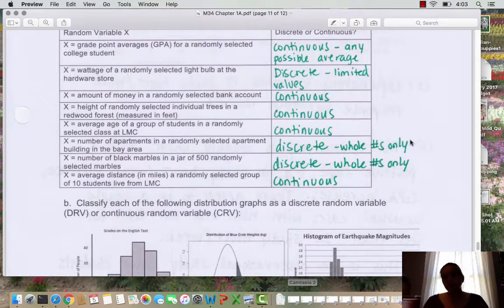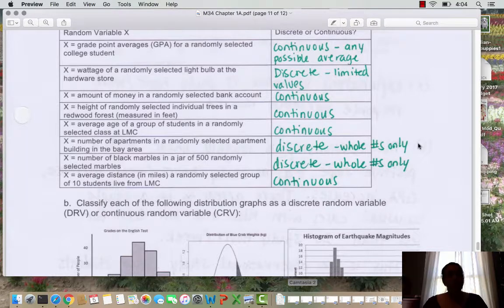X is the average age of a group of students in a randomly selected class at LMC. Even though a student's probably only going to tell you their age as a whole number, when we start to average, any value is possible. Depending on what combination of ages we add up and how many people we're asking, we can get any possible average within our interval of what we expect to be a reasonable range. So an average age is continuous. Even though if you just ask someone their age, they'll probably only give whole numbers, which would be discrete, when we start averaging, we could say the average age in our class is 25.2 years old.